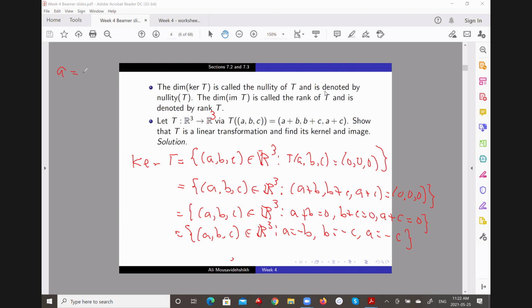I should write it this way. A is minus B, but then this is minus minus C, so this is C. So A is equal to C, but simultaneously the third condition says A equals minus C. So we get minus C equals C, which implies C equals 0. But as soon as C equals 0, A and B become 0 because of these three conditions. So sorry, the kernel is, my apologies.